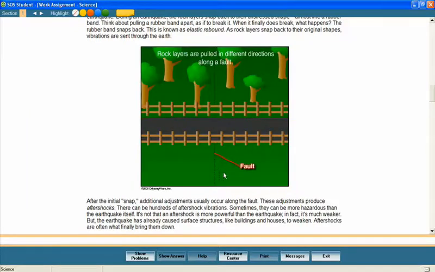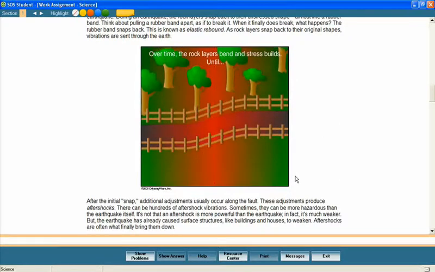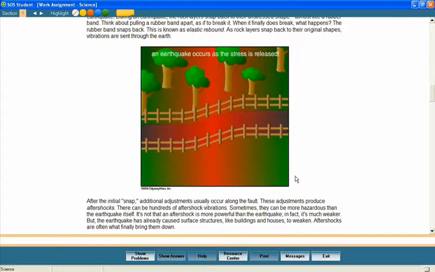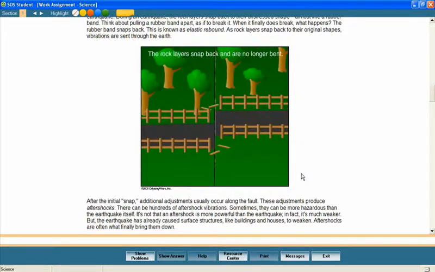Rock layers are pulled in different directions along a fault. Over time, the rock layers bend and stress builds until an earthquake occurs and stress is released. The rock layers snap back and are no longer bent.